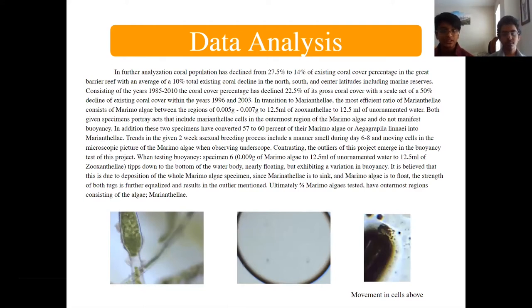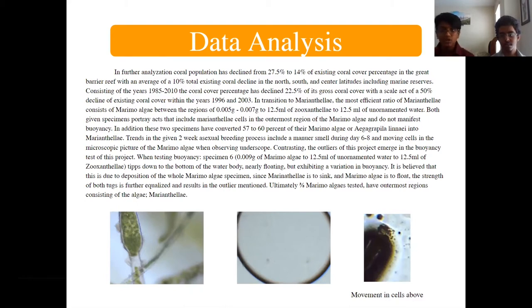In transition to Marientli, the most efficient ratio of Marientli consists of Marimo algae between the regions of 0.005 to 0.007 grams to 12.5 milliliters of zooxanthella to 12.5 milliliters of unornamented water. Both given specimens portray acts that include Marientli cells in the outermost region of the Marimo algae, and they do not manifest buoyancy. In addition, these two specimens have converted 57 to 60% of their Marimo algae, or Aegagropila linnaei, into Marientli. Trends in the given two-week asexual breeding process include a monorous male during day 6 through 8 and moving cells in the microscopic picture of Marimo algae when observing under scope.